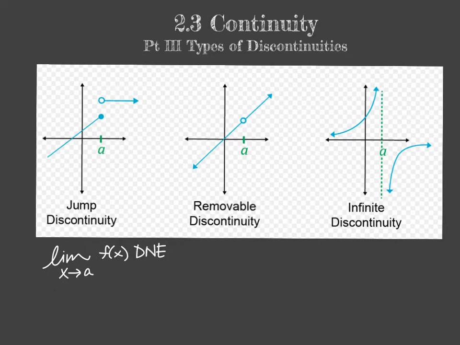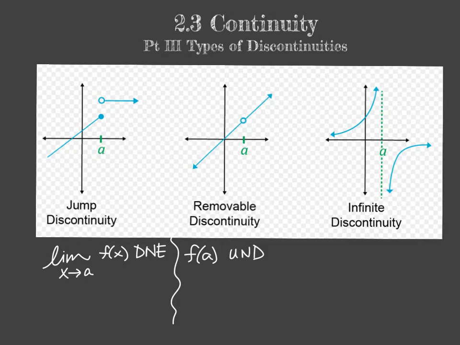All right, for a removable discontinuity, it has this word removable because the discontinuity is very easily removed. It's easy to make this type of graph continuous. If we take a look here, there's a hole. Our function is not defined at A, so that's one way that we could have a removable discontinuity. Our function at A is undefined. But it would be very easy to fill in the hole, right? It'd be very simple to color that in.